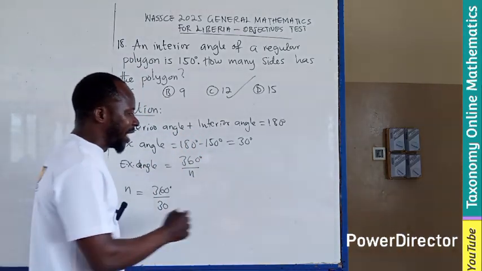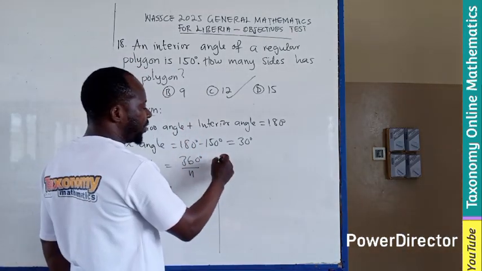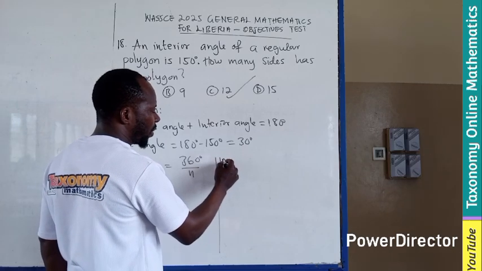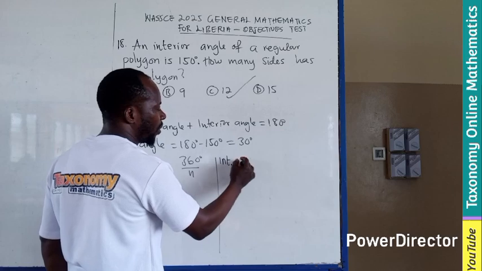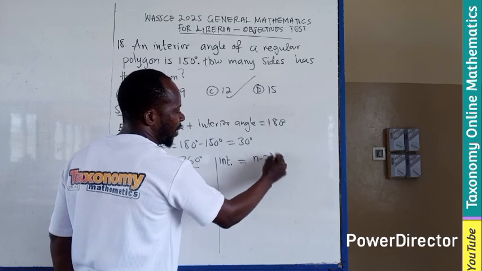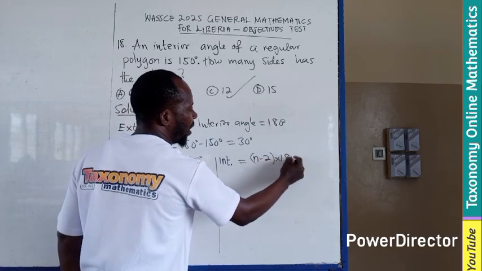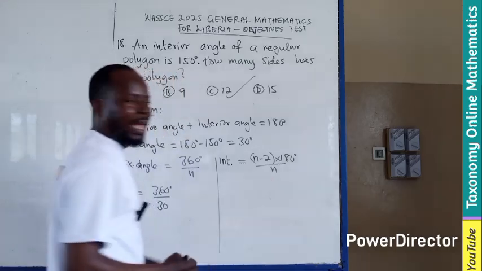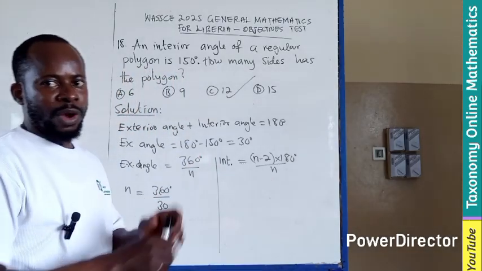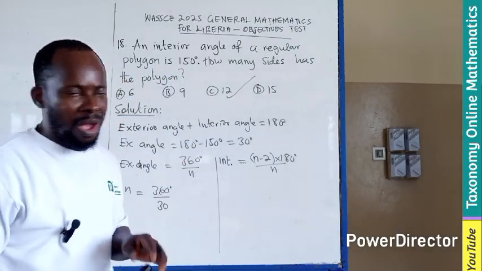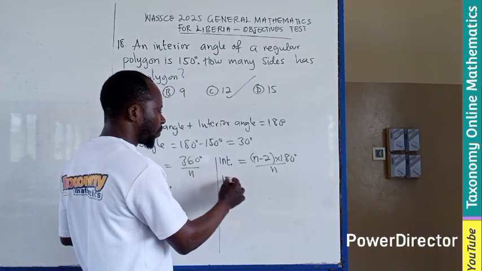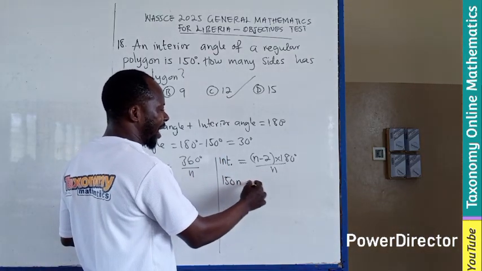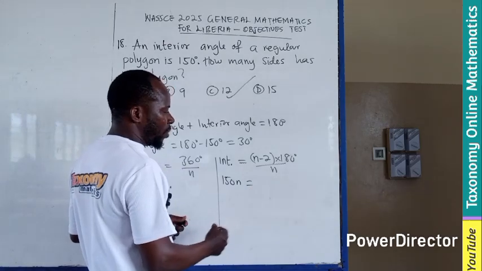Or we can also say that the interior angle, let me use INT, right? Interior angle equals (n minus 2) times 180 divided by what? n. This can be used as well if you want to make use of all interior angles. So I know the interior as 150. So when I multiply by n, I get this.